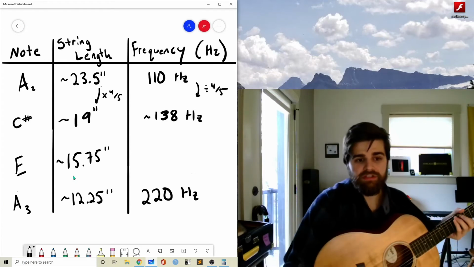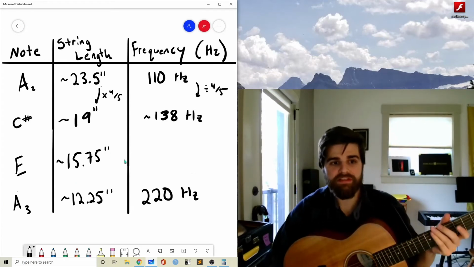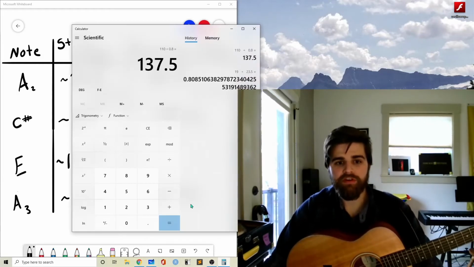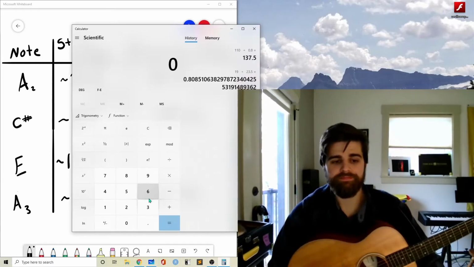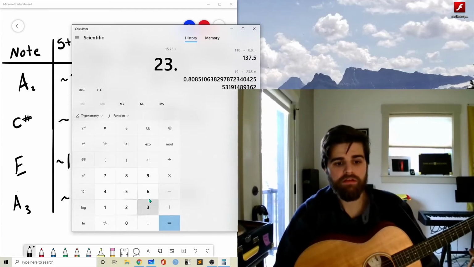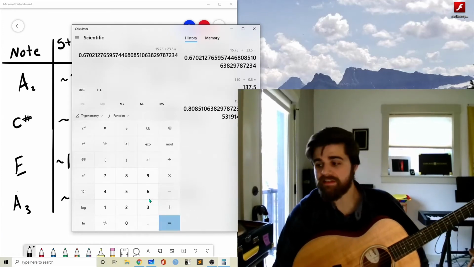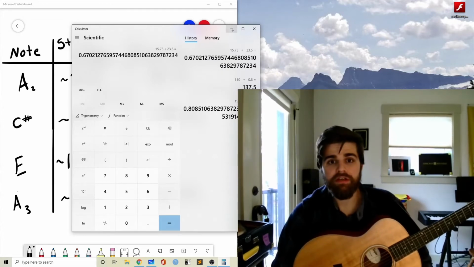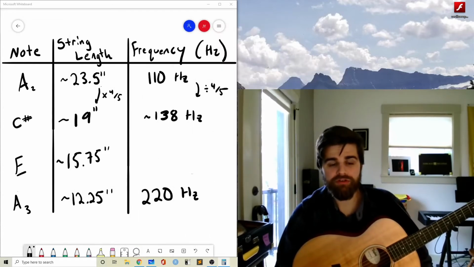So we have the relationship of being 15.75 out of the 23.5. That's going to be 2/3. So let's just throw that out there. So that's 0.67 or 2/3 the length of our string.